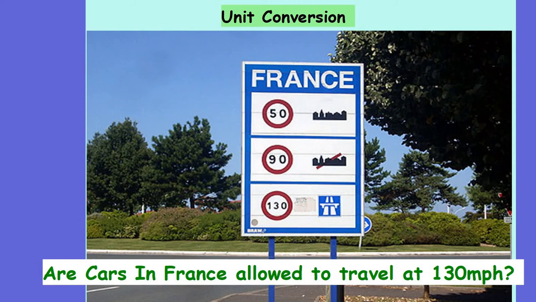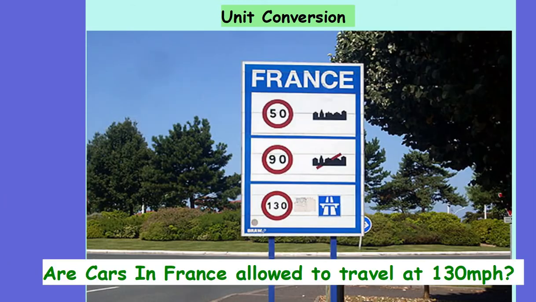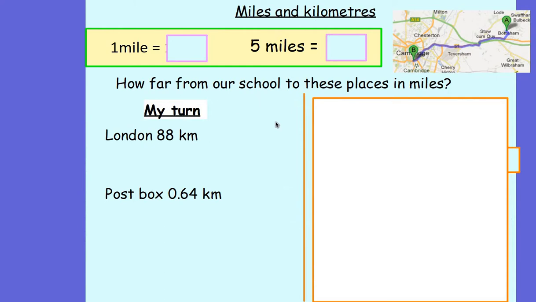Well done to those that have spotted that in England we give speed limits in miles per hour, but actually in France we give them in kilometres per hour. So 50 kilometres per hour, 90 kilometres per hour and 130 kilometres per hour. And that makes much more sense. We're going to start by looking at how do we convert between kilometres and miles. Now 5 miles is equal to 8 kilometres. If we divide both sides of that equation by 5, 1 mile is equal to approximately 1.6 kilometres.